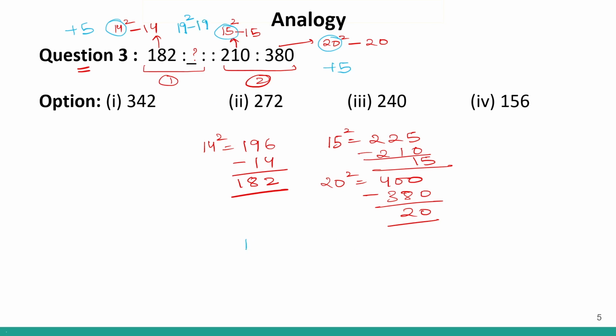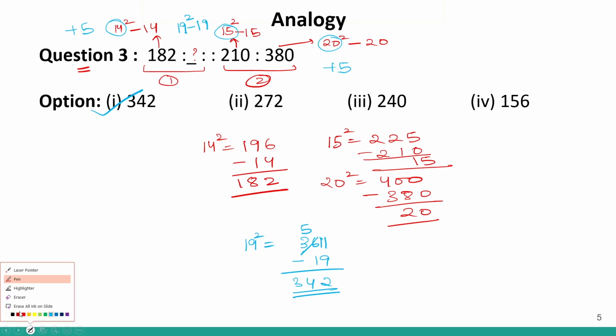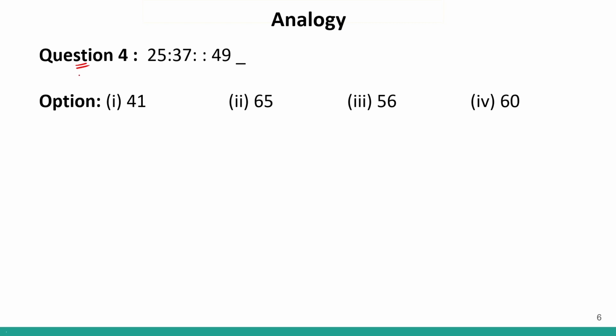What is the value of 19 square? 19 square is equal to 361. And if I subtract 19 from it, how much will I get? I'll get 342. 342 will be the answer, which is given in option number 1. So option number 1 will be the correct answer to this question. Clear? Okay. Moving on to question number 4.